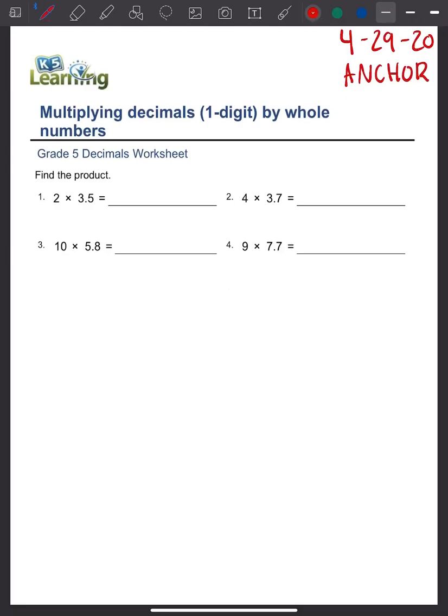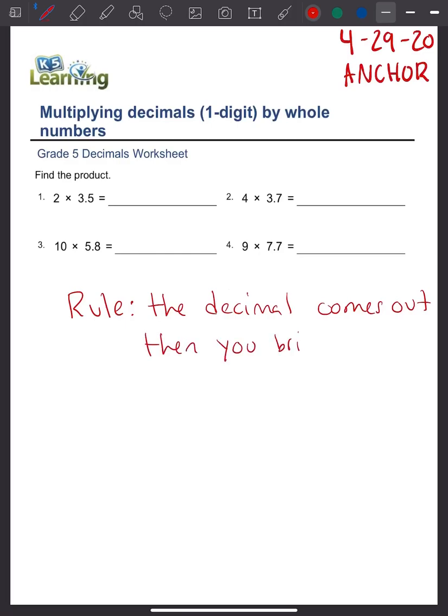Now, there's a very important rule, guys, that I want you to remember when you're working with decimals. I'm going to ignore the decimal. Not completely. I'm just going to ignore the decimal for now. Okay? So the rule I want you to remember, guys, is whatever you take out, you're going to have to bring back in. So if you take out the decimal, you have to bring it back in. Okay? So I'm going to make a rule of that. The rule is the decimal comes out, then you bring it back in. Okay? So it's very important, guys. You're going to see what I'm talking about in a bit. We're going to ignore it for now.